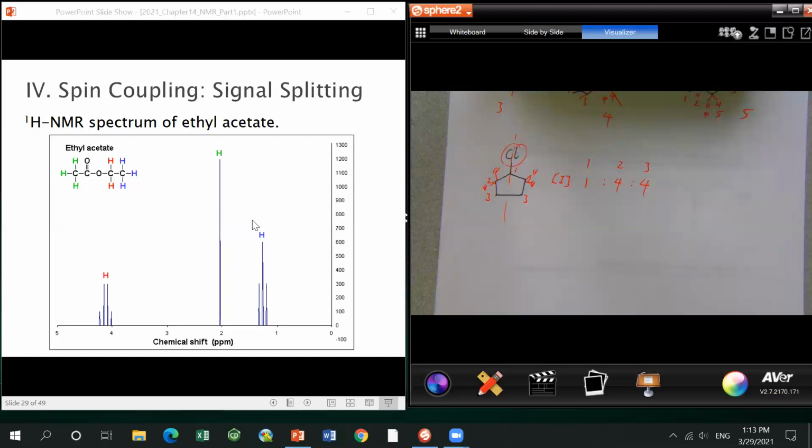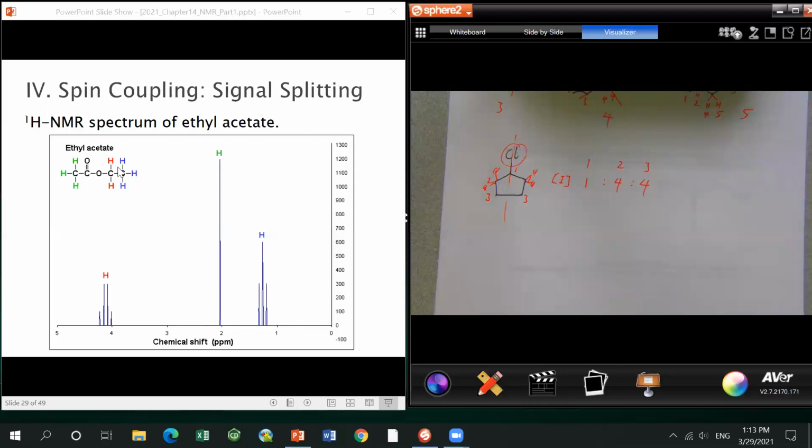Some of you may have already noticed that some proton signals actually split into small peaks. For example, this is the proton signal of an ethyl compound. We should see 3 signals, because there are a CH3, a CH2, and another CH3, shown in different colors. For the CH3, the first one, the green one, it's just a singlet, 1 peak.